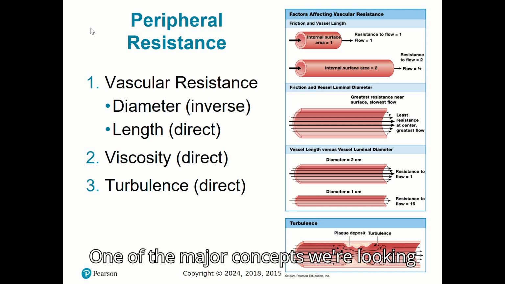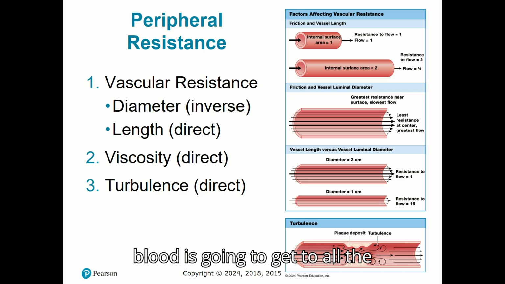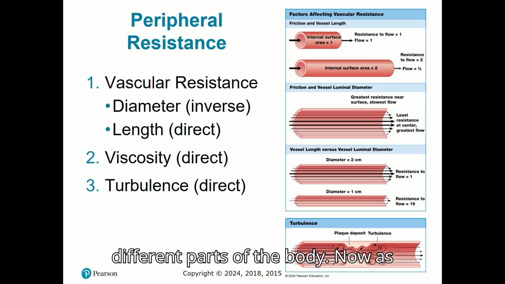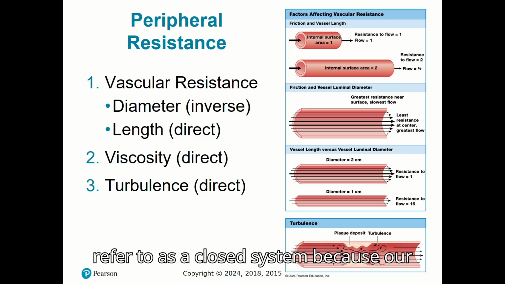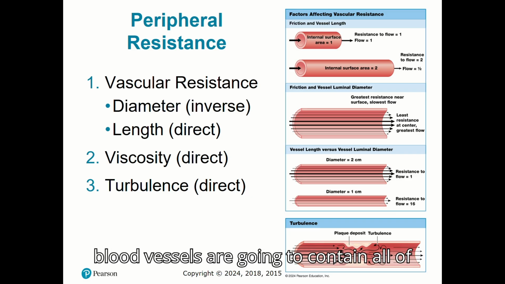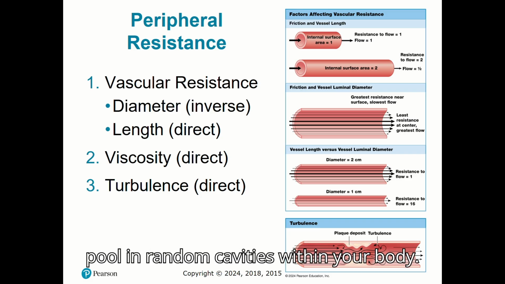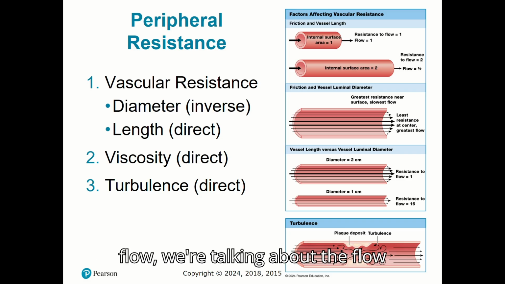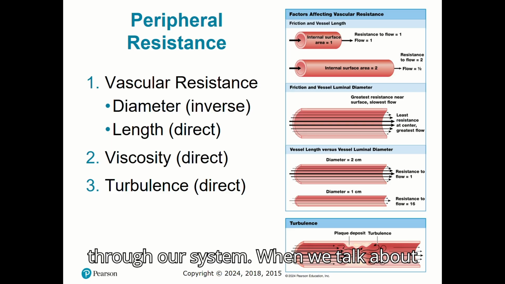One of the major concepts we're looking at with our cardiovascular system is how blood is going to get to all the different parts of the body. Now, as animals, our blood is going to be what we refer to as a closed system because our blood vessels are going to contain all of the blood itself. It's not just going to pool in random cavities within your body. So when we're talking about the blood flow, we're talking about the flow through the heart, flow through the different blood vessels as it goes through our system.